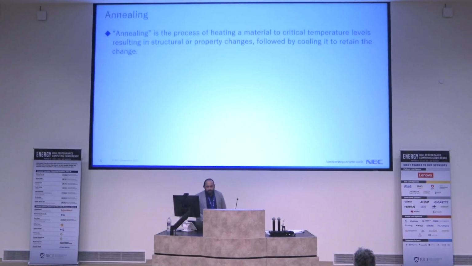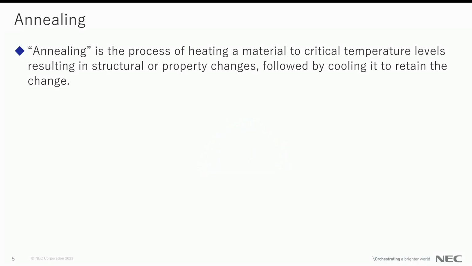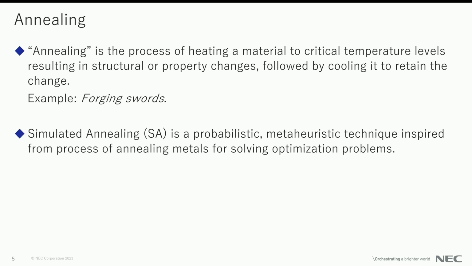So the word annealing comes from metallurgy, where it's a process of heating a material to critically high temperature levels, so that there are changes in the structure or the properties of that material, followed by cooling it so that it retains the change. So for example, that's how you forge swords. And simulated annealing in this context is a probabilistic meta-heuristic technique inspired from the process of annealing metals, and first we use it to solve optimization problems, as we discussed.